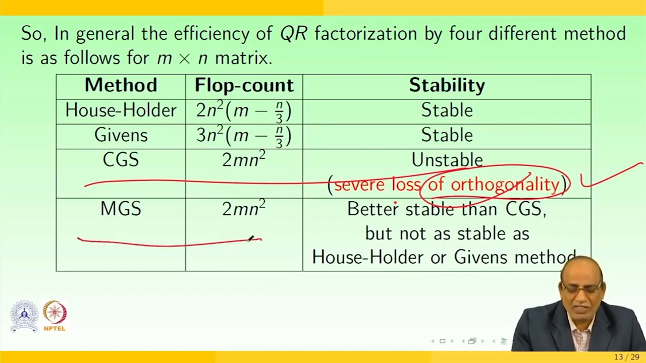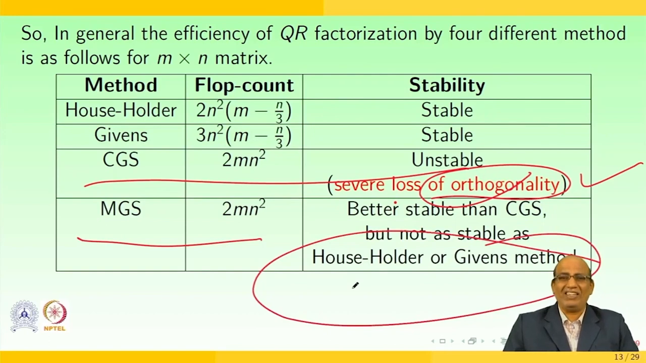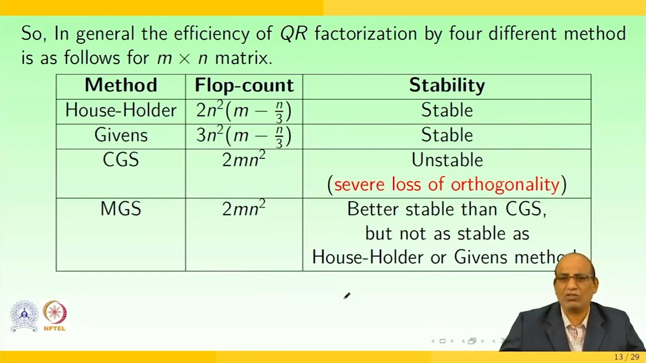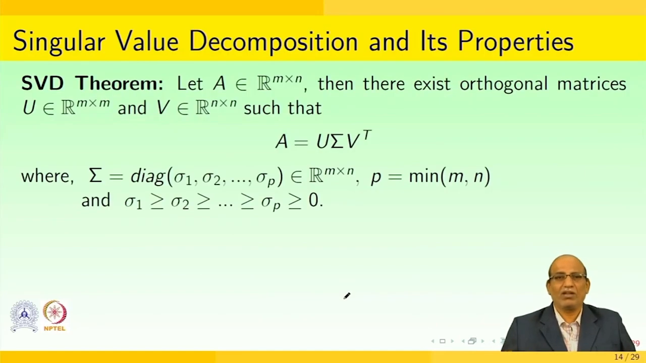Similarly, the MGS method is more stable than the CGS method, but not as stable as the Householder or Givens method. Already we have seen the flop counts, so the flop count is less. Therefore, it is a stable algorithm, and we should prefer this algorithm to ensure the numerical stability of the system of equations. All that we learn from this is that the Householder method will give you a better approximation compared to other methods. This is very important and worth noting.